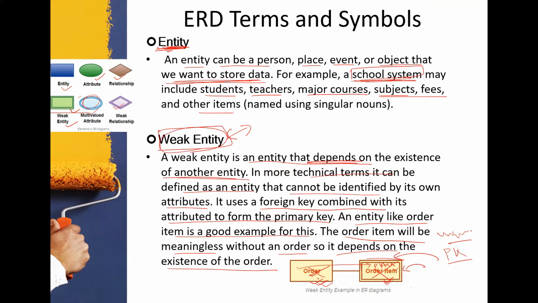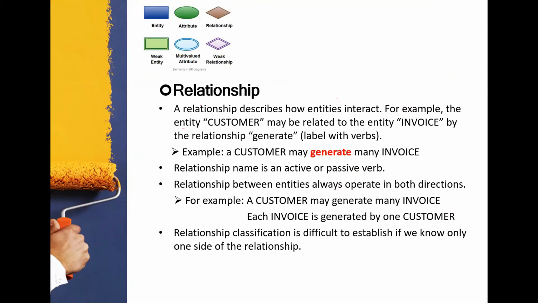Dia tiada dia punya unique key ataupun primary key. So dia kena minta tolong, dia kena ambil juga primary key order ni. Okay, dia kena ambil juga. Dan primary key order ni dekat sini dia jadi PK dan juga dia jadi FK. Itu weak entity. Okay, next is relationship.